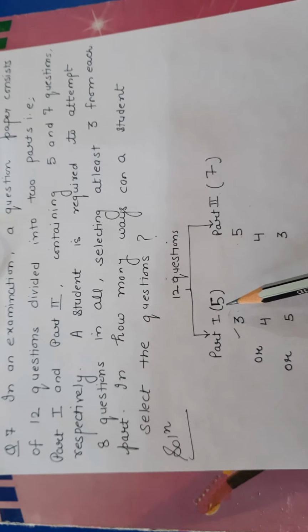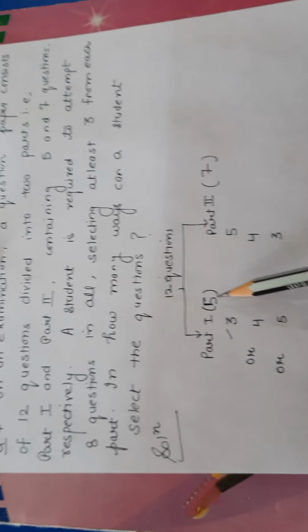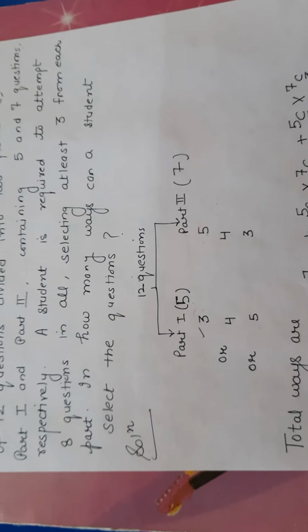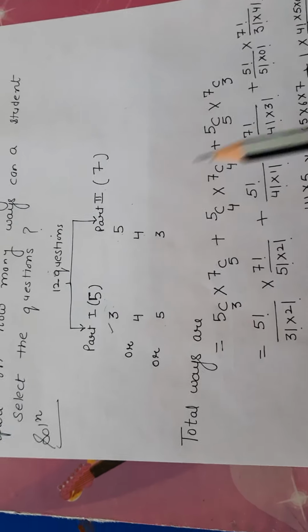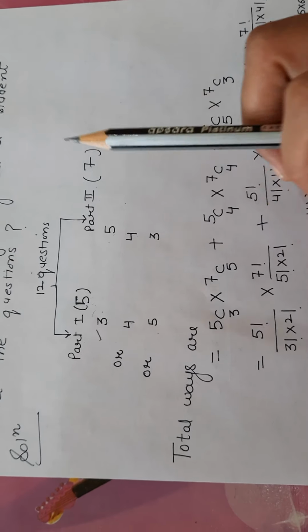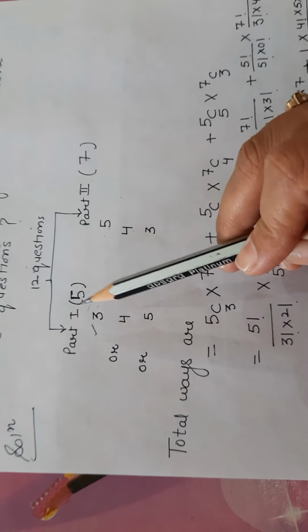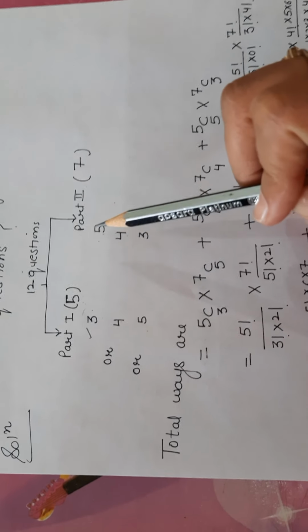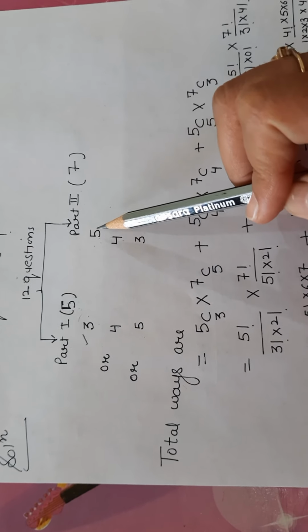Now in the first part you have a total of 5 questions. That means we cannot move further. So the total ways are, just look here. Here you have a total of 5 questions, and here you have a total of 7 questions. 5C3, and the 5 questions from the second part.